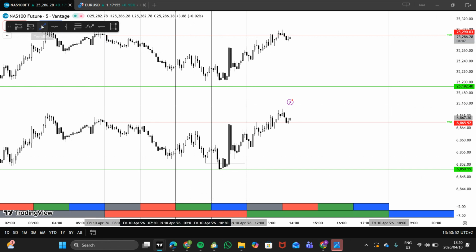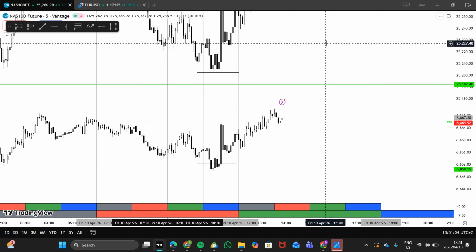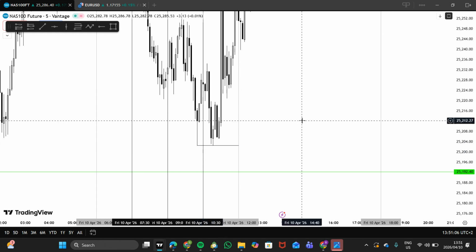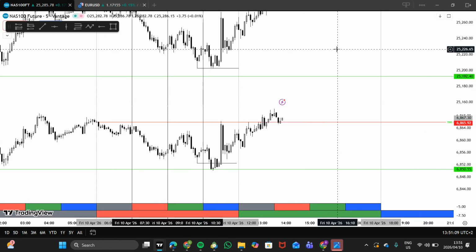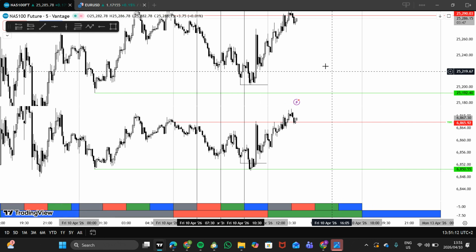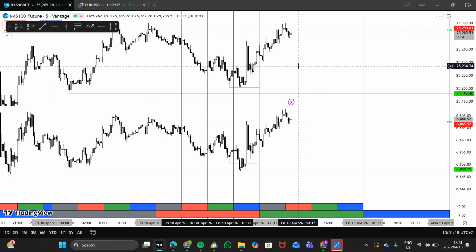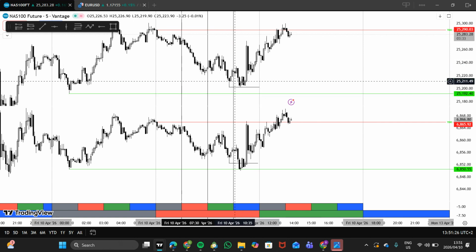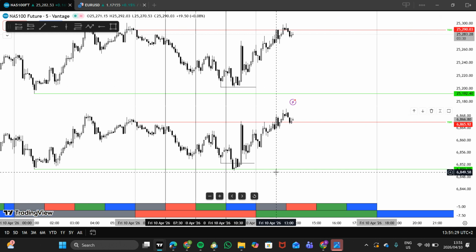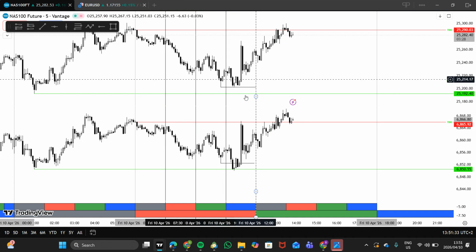So we took out that low here, failing to do so on the Nasdaq. Can you see? We failed to take out this low on the Nasdaq. I don't think I'll be explaining this concept right now, but I'll explain it as time goes by, because I don't want to confuse you on why this actually worked over here.